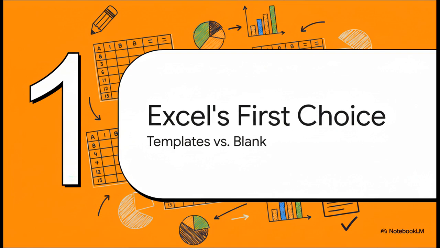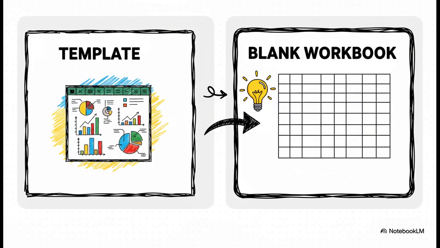So the moment you open the program, Excel basically asks you a question. You have to make a choice. And getting this first step right is kind of key to starting off on the right foot. You've got two main options here. On one side, you have templates, things like pre-made budgets or project trackers, and those are awesome for getting something done fast. But if you really want to understand how Excel thinks, the best way to learn is by starting with the blank workbook. And that's exactly what we're going to do.